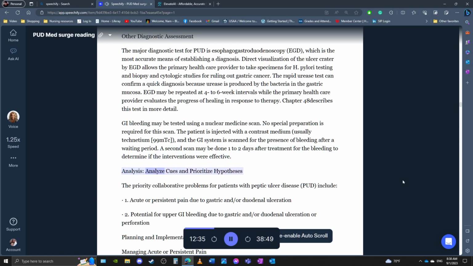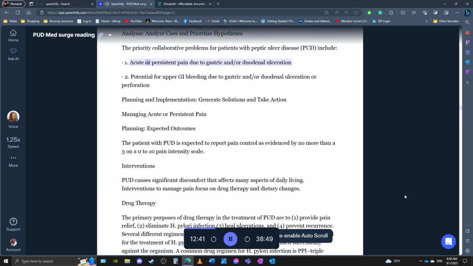Analysis: analyze cues and prioritize hypotheses. The priority collaborative problems for patients with peptic ulcer disease include: 1. Acute or persistent pain due to gastric and/or duodenal ulceration. 2. Potential for upper GI bleeding due to gastric and/or duodenal ulceration or perforation. Planning and implementation: generate solutions and take action.